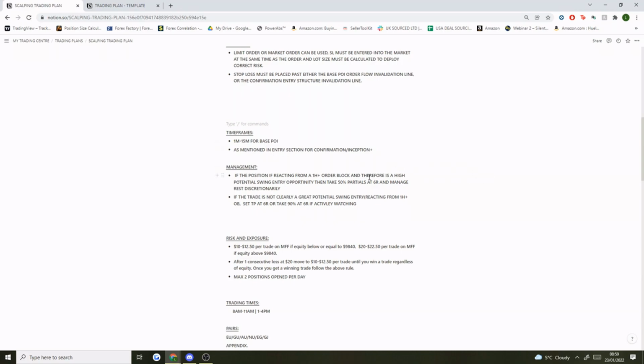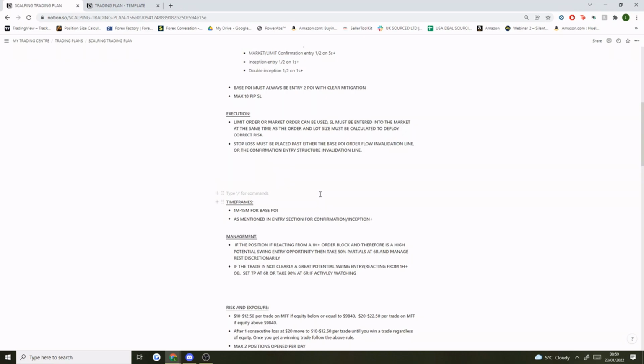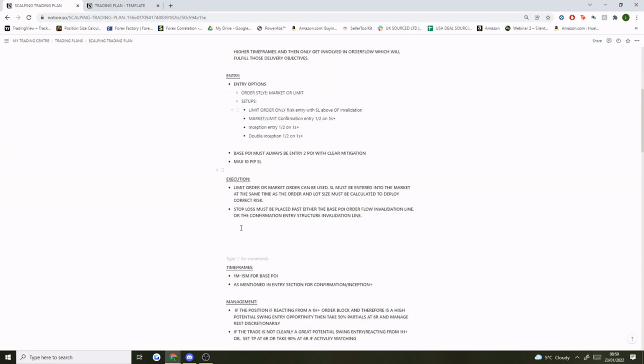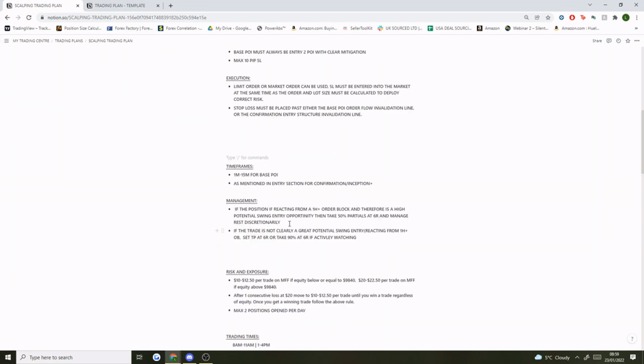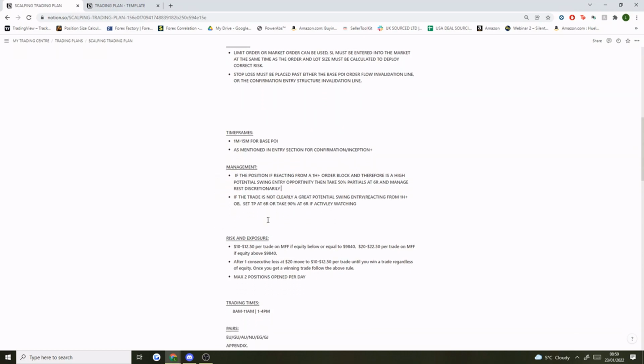So for me, I've got it here. Basically, this, as you guys have probably read, is a scalping trading plan. For me, there are basically two types of scalp. There's the one which has the potential to turn into a swing position if it's reacting from a high time frame order block, and then there's the type where it doesn't have that potential and it is literally just a scalp. So for me, I've got this distinction here.